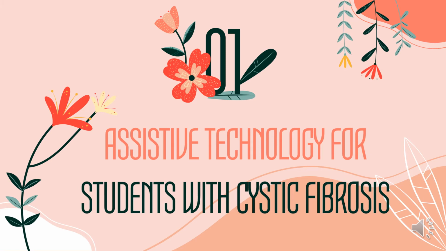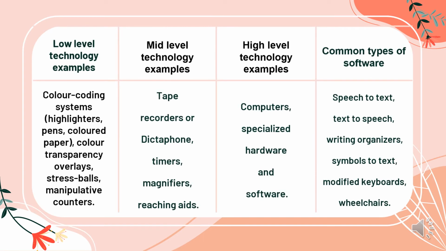So here are the assistive technologies for students with cystic fibrosis. There are examples of technology depending on their level. Low-level technology examples are color coding systems. For example, highlighters, pens, colored paper, color transparency overlays, trash balls, and manipulative counters.